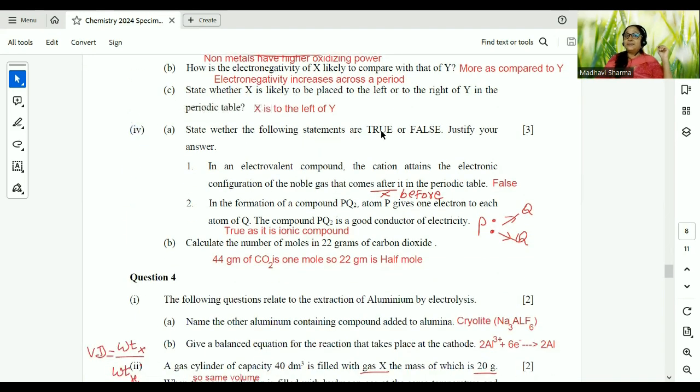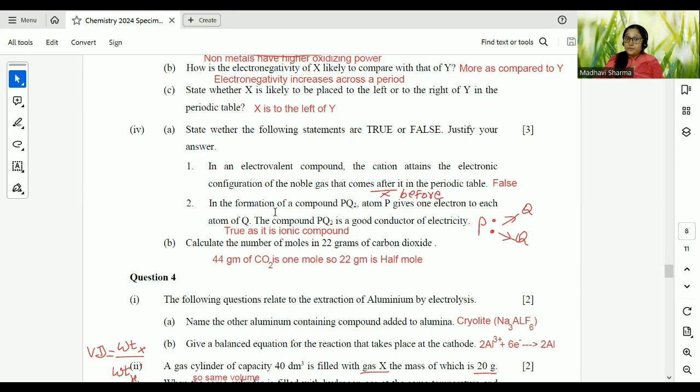State whether the following statements are true or false. In an electrovalent compound, the cation attains the electronic configuration of the noble gas that comes after in the periodic table? No, it's false because it attains the configuration of the earlier one.